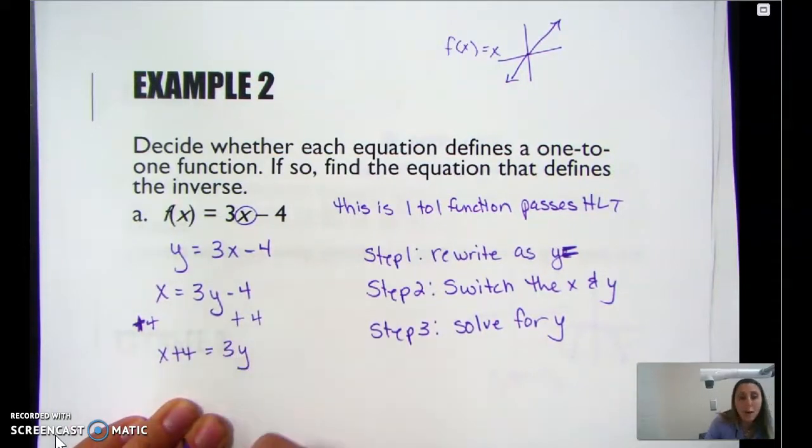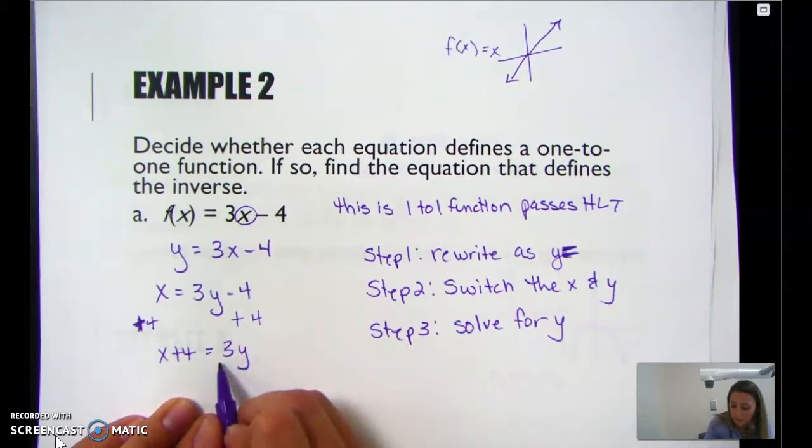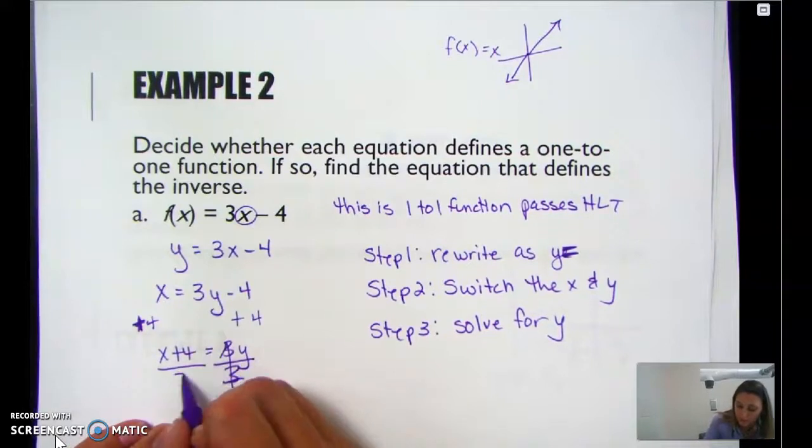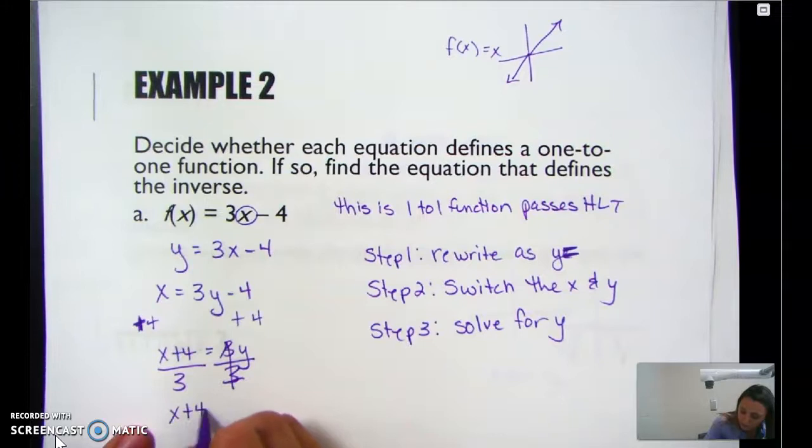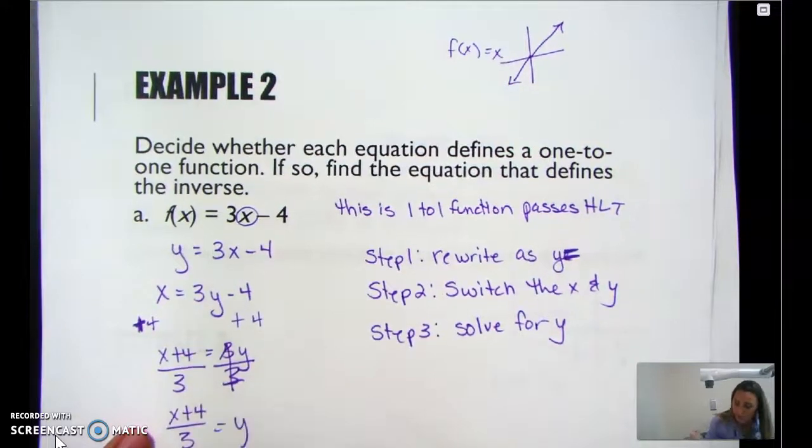Then to get the y by itself here, it's being multiplied. The opposite of multiplication is division. That gives me a 1. I'm going to divide this by 3 because if you do it to one side, you have to do it to the other. So now we have x plus 4 divided by 3 equals y. All right, my y is by itself.